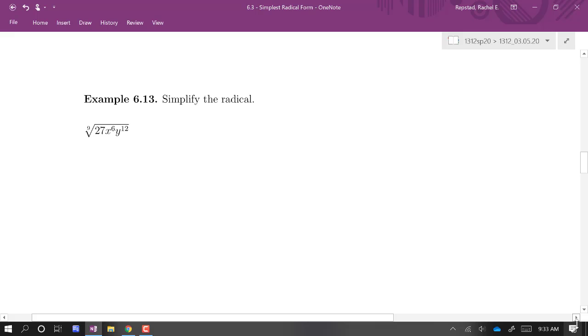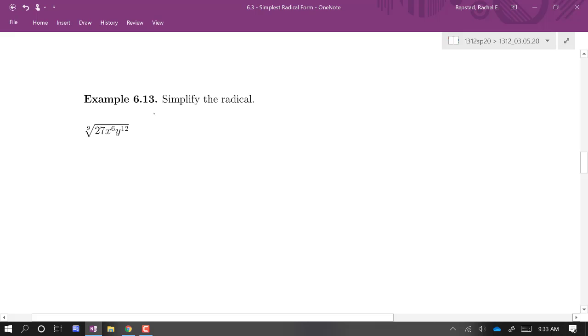Next, I've got a ninth root, and the only thing I can think to pull out right now is, I definitely have y to the ninth in there, so I can see how I can pull out a y. But let's use the exponential form to help us out through this.